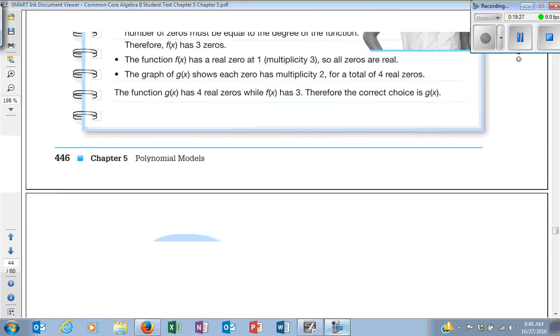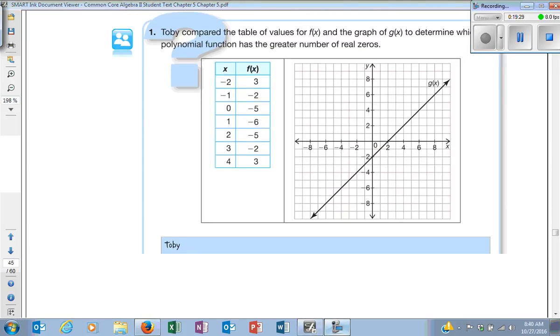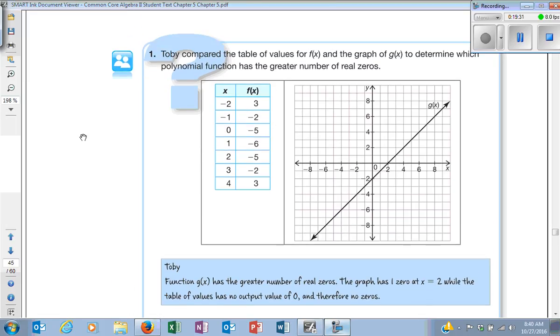All right, so here we go. So another type of question, Toby. This one is dirty. I actually got it a little bit wrong. I didn't pay attention because I'm thinking that the book is going to be a little bit easy on you, so it's going to be nice, and it's not. So you have to think through every one of these questions. Toby compared the table of values. Determine which polynomial function has a greater number of real zeros.